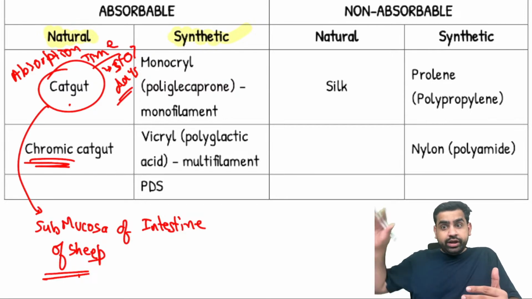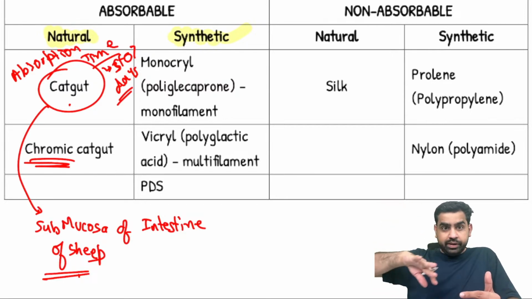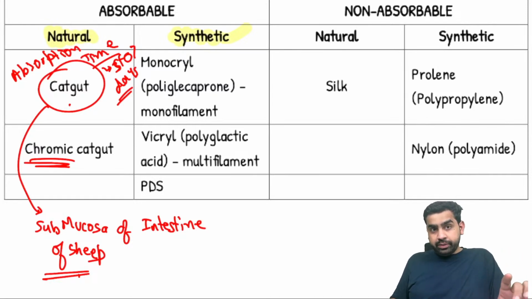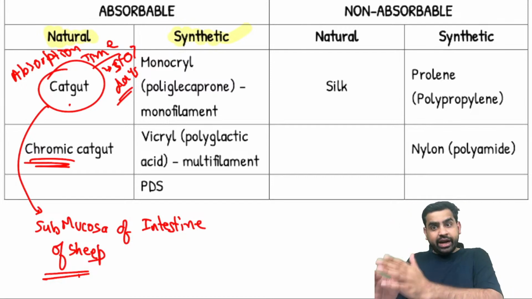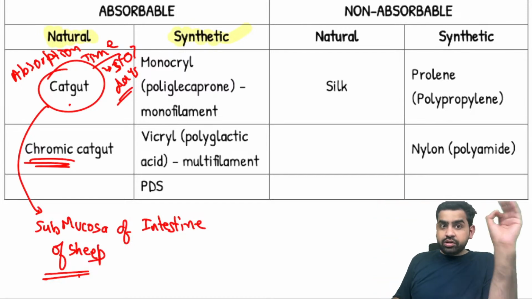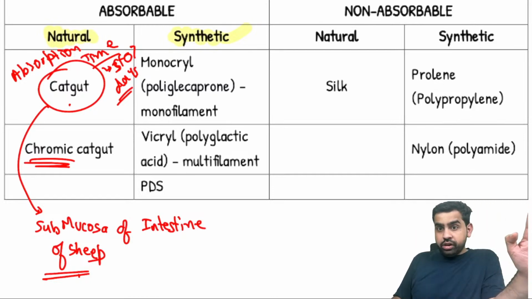Okay, so the coating of the chromic acid which we put on this particular catgut is what is referred to as your chromic catgut. I hope you are able to understand this particular point. So catgut, and then we have a chromic catgut. What is a chromic catgut? On the catgut you have put the coating of a chromic acid. So that is what a chromic catgut is. I hope you have understood this particular point.